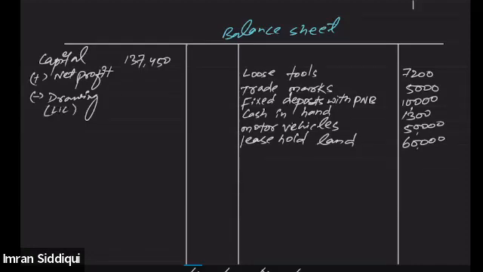LIC premium, 6,000 needs to be subtracted. Okay, and by preparing the P&L, we'll be getting the net profit that we'll add here, and whatever the final value we'll get, we will record that here.